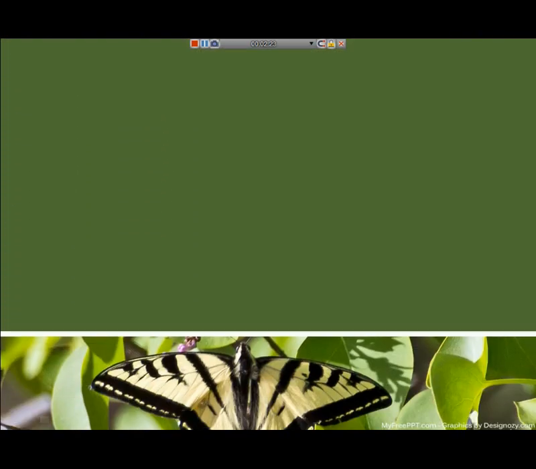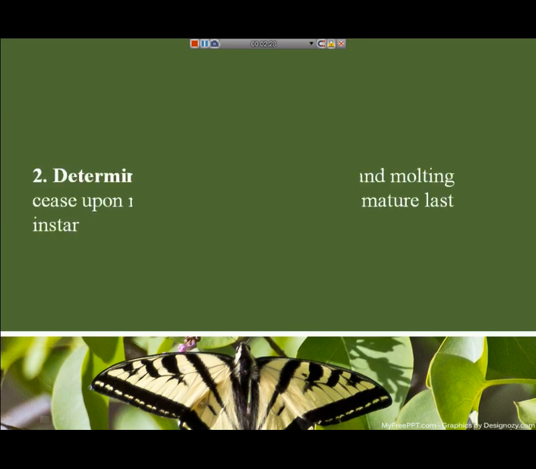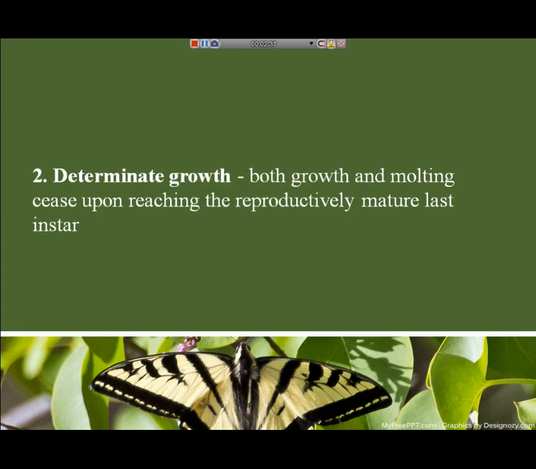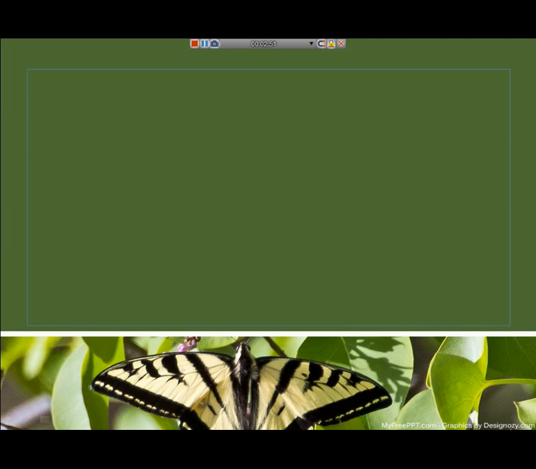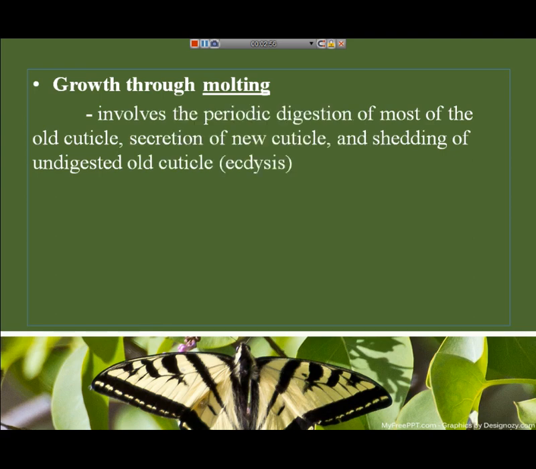In contrast, the majority of insects exhibit determinate growth, in which both growth and molting cease upon reaching the reproductively mature last instar. An example of an insect that exhibits determinate growth and is common in the environment is the butterfly. Other insects undergo growth through molting, which involves the periodic digestion of most of the old cuticle, secretion of new cuticle, and shedding of undigested cuticle known as ecdysis.